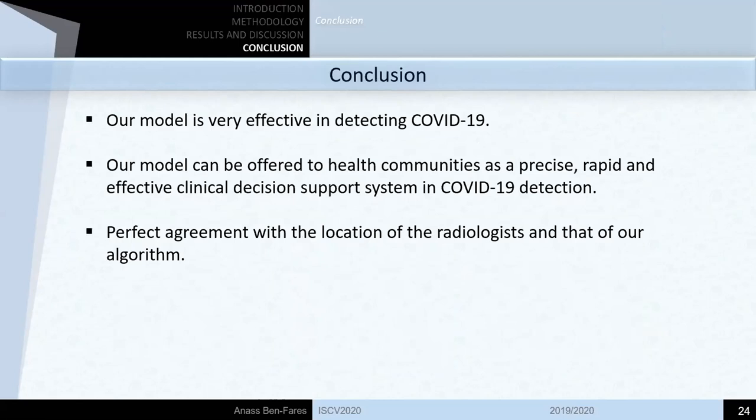So as a conclusion, our model is very effective in detecting COVID-19 and can be offered to the health communities as a precise, rapid, and effective clinical decision support system in COVID-19 detection. And from the previous results, you can see that our model has a perfect agreement between the location of the radiologists and that of our algorithm. So thank you for your attention.